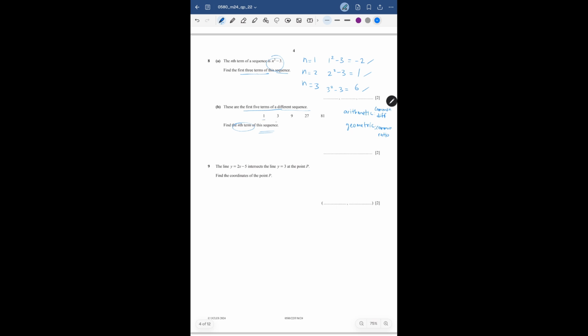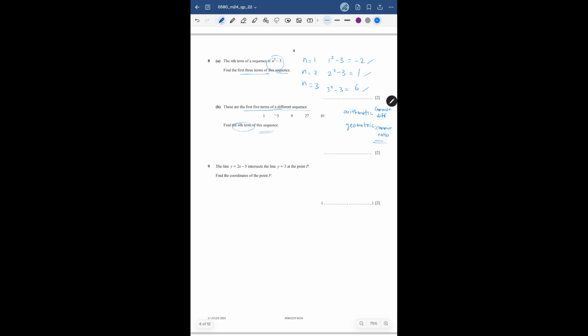So 1, 3, 9, 27, 81. If it is an arithmetic sequence, it needs to have a common difference. So 1 plus 2 is 3. 3 plus 2, is it 9? No. So this sequence does not have a common difference, so it's not an arithmetic progression. Let's check whether it's a geometric progression or not. It should have a common ratio, right?